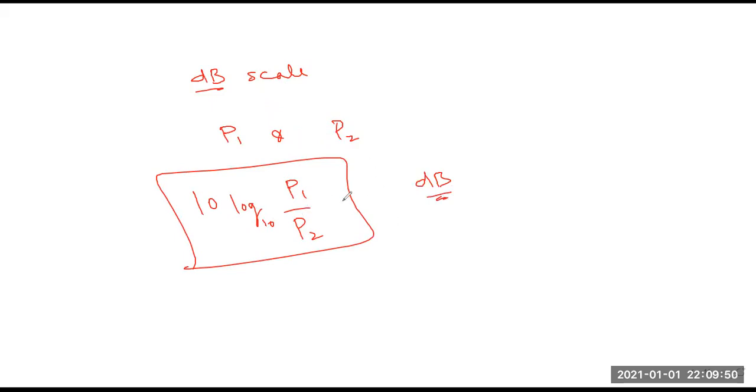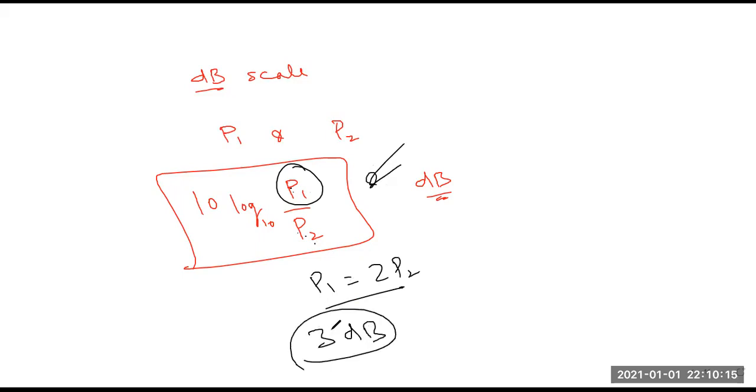So there are some special ratios that you must be comfortable with. If P1 is twice of P2, how much is that in dB? P1 is equal to twice of P2. If you use this result in this expression, you will get the answer 3 dB.